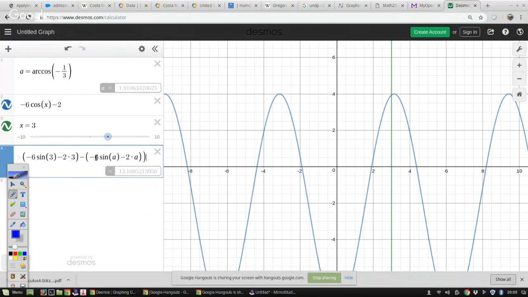Close parentheses, and I get a net result of about 12 units altogether. So about 12.1 evaluates to.